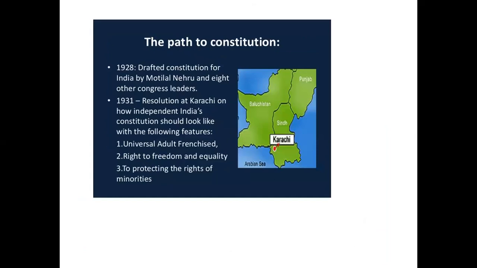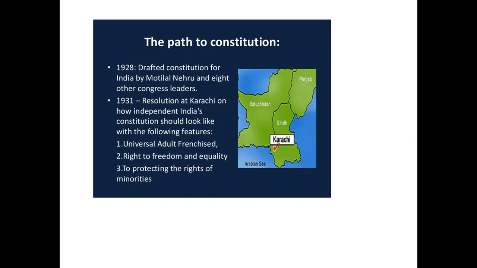Okay, so we will be seeing the path to the constitution. Before this also, we attempted to make our constitution. In 1928, Motilal Nehru, Jawaharlal Nehru's father, attempted to make a constitution. Again in 1931, a resolution was taken in Karachi, which is now in Pakistan, on how the independent country would be working.